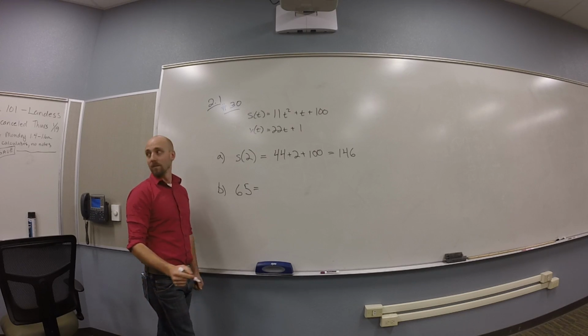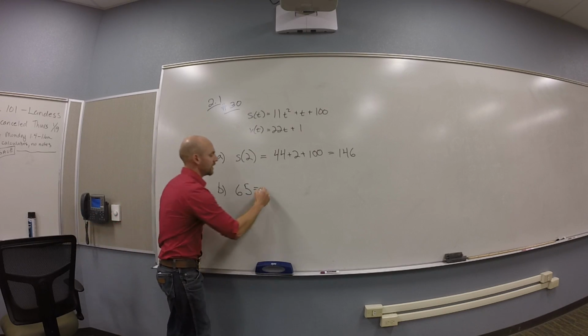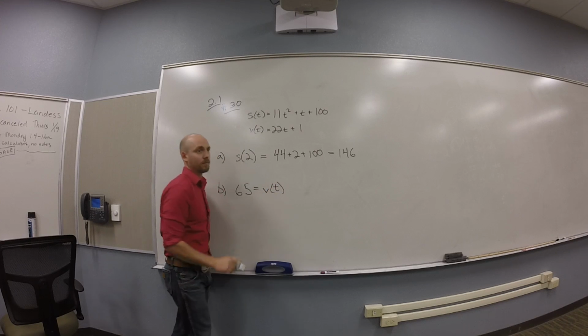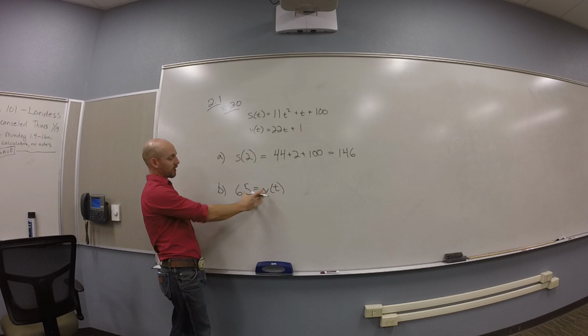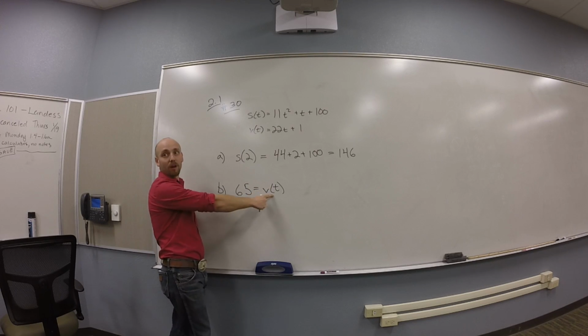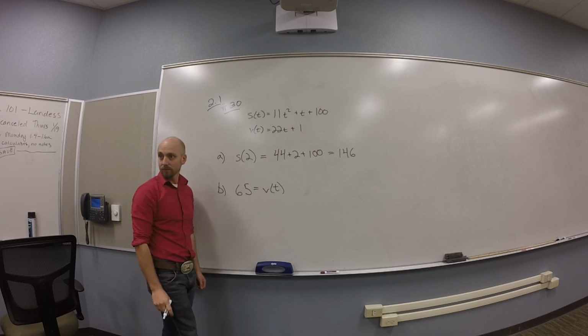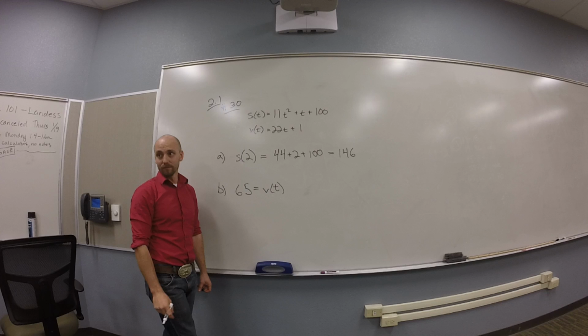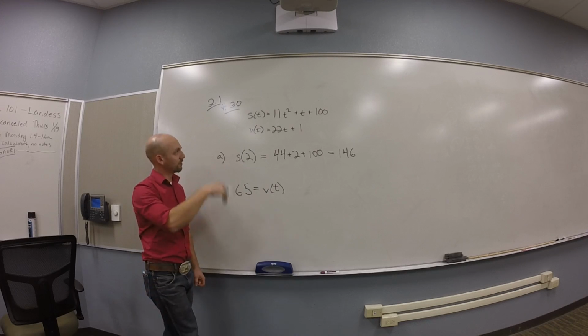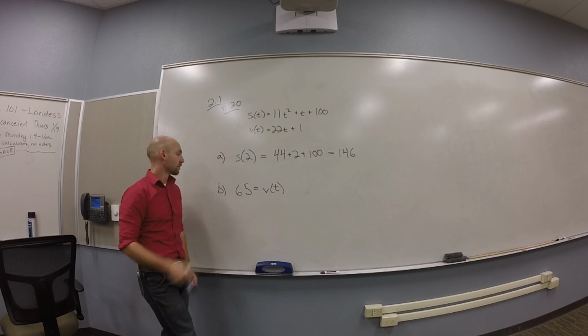So 65 equals v of t. I'm not sure when that's happening. Okay, see that? So this is literally me asking the question, when is the output of the velocity function equal to 65? We could solve that. Just set it equal to the 22t plus 1. You get something, right?